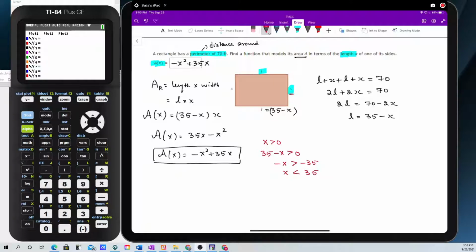So for me to have a rectangle here, my domain has to be greater than 0 and it has to be less than 35. So the domain of this function would be the interval (0, 35), not including both endpoints. Again, I don't know if this is a question for this, but it's nice to always look at the domain.